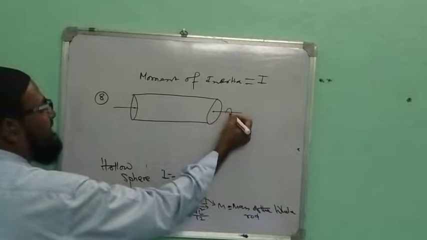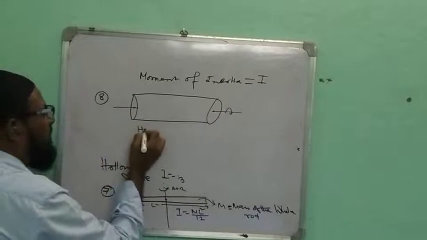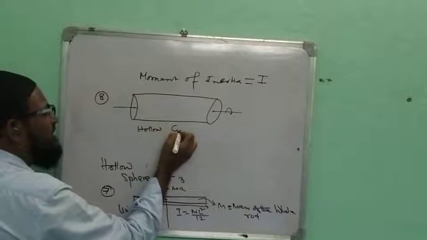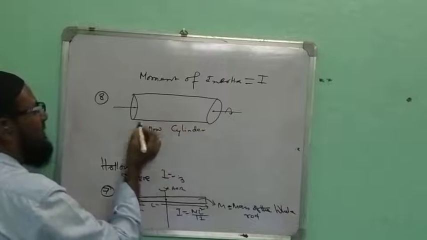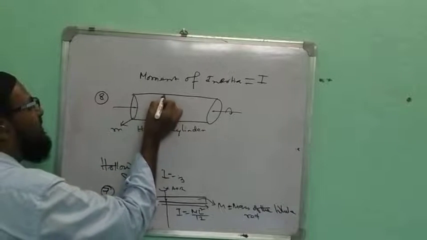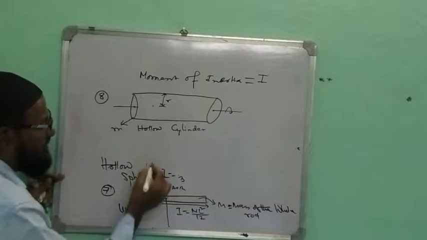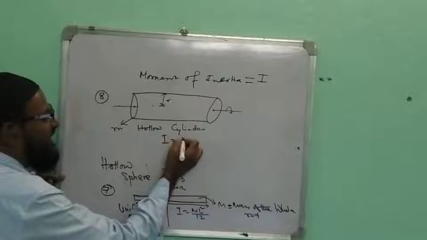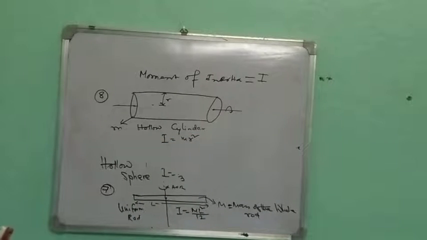The body is moving like this. This is a hollow cylinder with total mass M, and from here to here is the radius. For the cylinder, what is the formula? I equal to M R square.